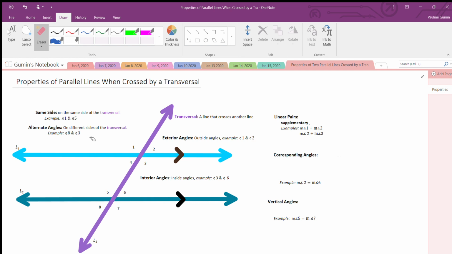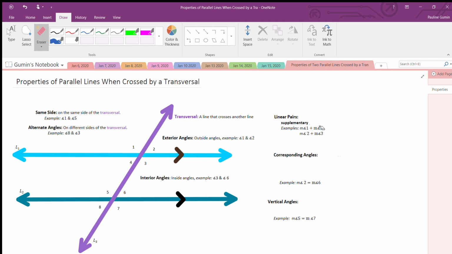Let's take a look at some other things that this image can give us. This image gives us linear pairs. Linear pairs are two angles that form a line. So for example, angle 1 and angle 2. They form the line L1. We also have angle 2 and 3. These two angles form the transversal straight line.